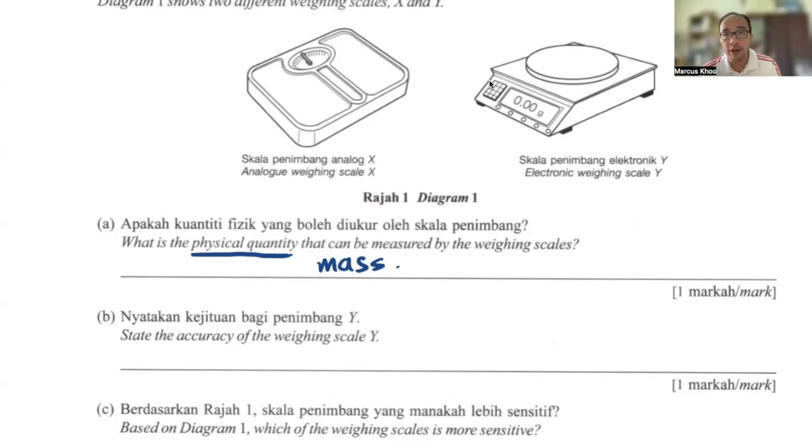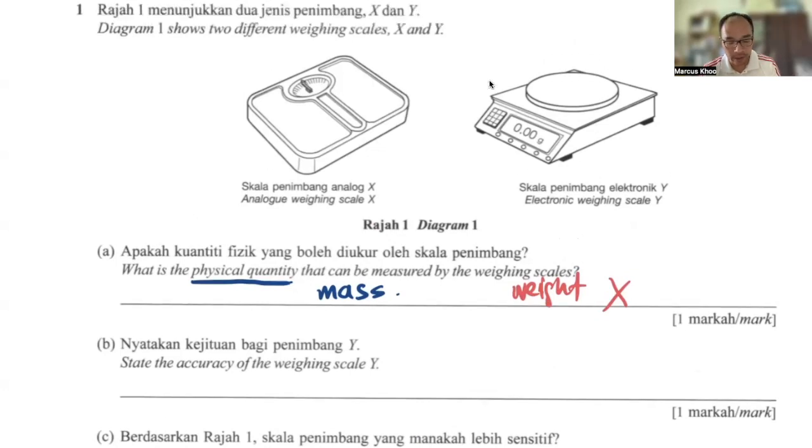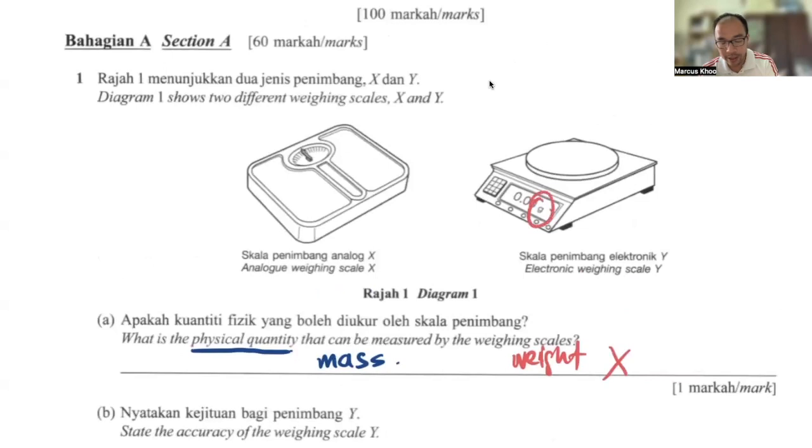And I think a very common mistake is if you put weight as your answer, this is obviously a wrong answer because weight is not measured in kilograms or grams. Okay, weight is measured in newtons. Okay, if you look at this one over here, it's very clearly shown that it is in grams. Okay, so you want to make sure that you avoid this kind of mistake.